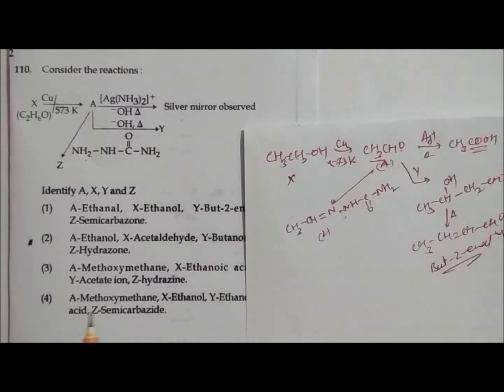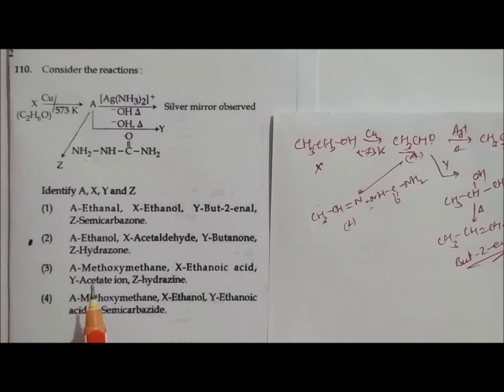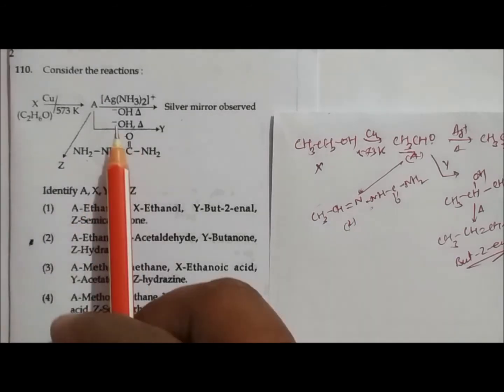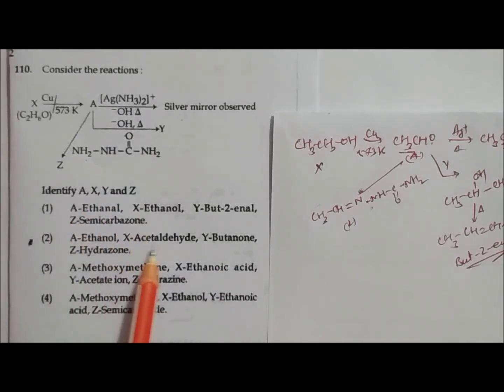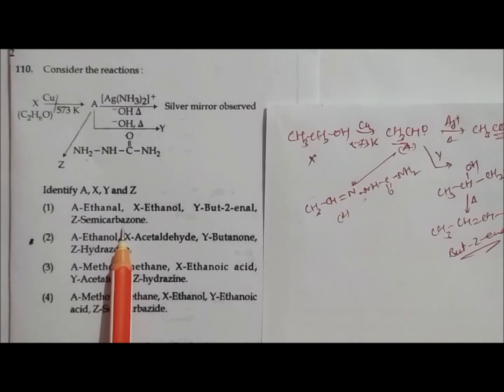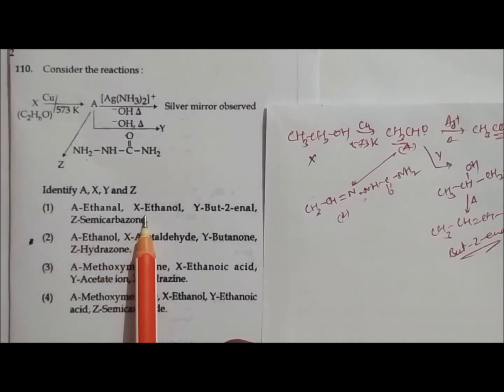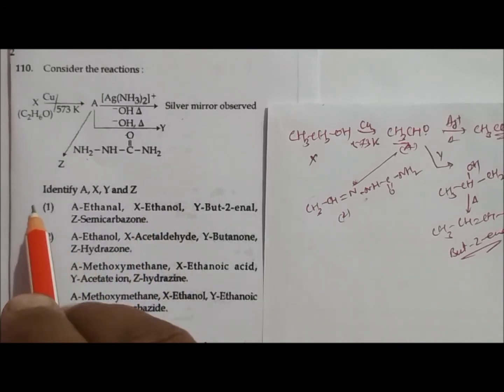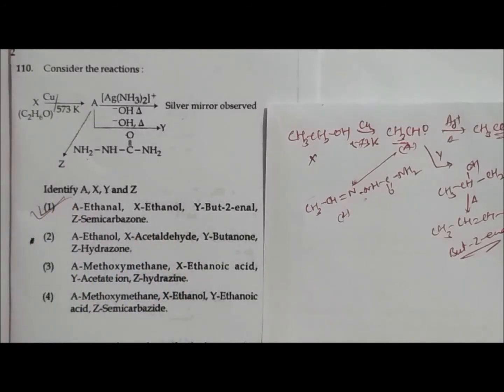So which of the following is correct? A is ethanol, X is ethanol, correct, and Y is but-2-enal, that is also correct, and Z is semicarbazone. So the answer is A ethanol, X ethanol, Y butenal, Z semicarbazone. So this is our correct answer.